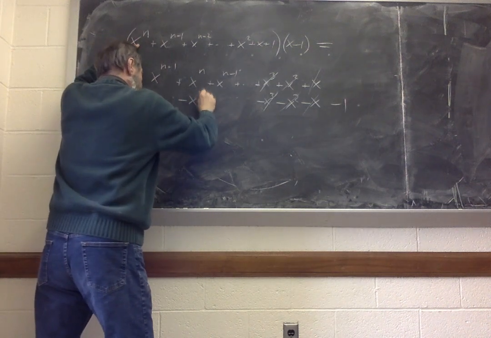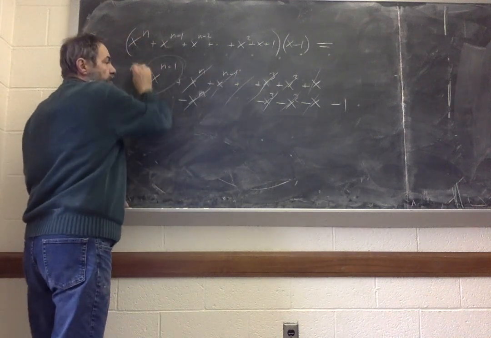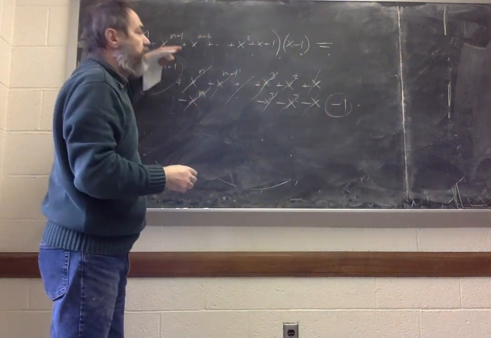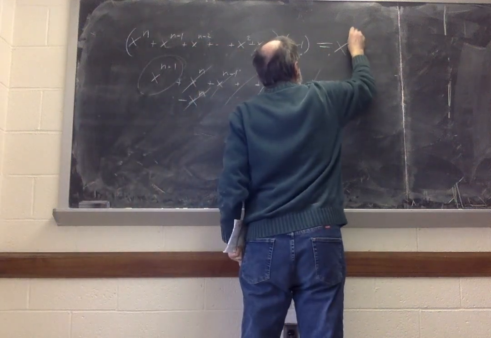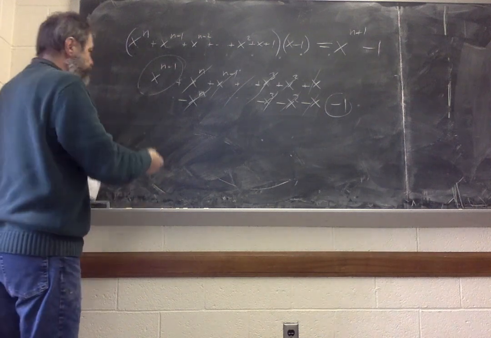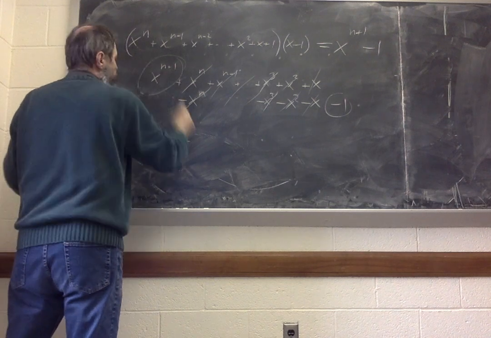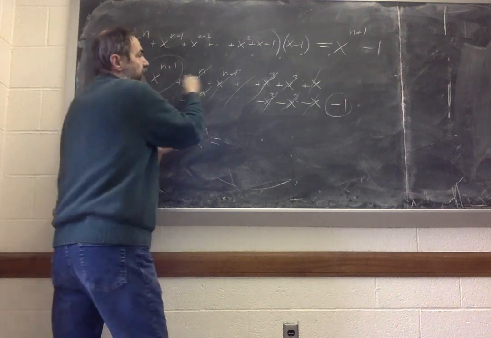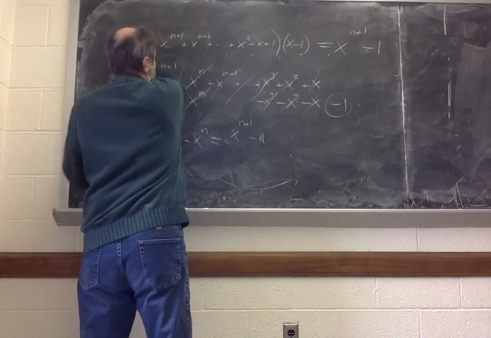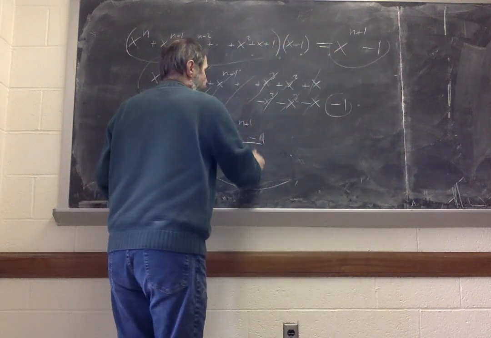So everything cancels up to x to the n, and we are left with just one term here, the first one on this line, and the last one on that line. So this is just x to the n plus 1 minus 1. And that's why in all these applications, if you have 1 plus x plus up to some point, x to the n, you can write it as x to the next exponent minus 1, divided by x minus 1.